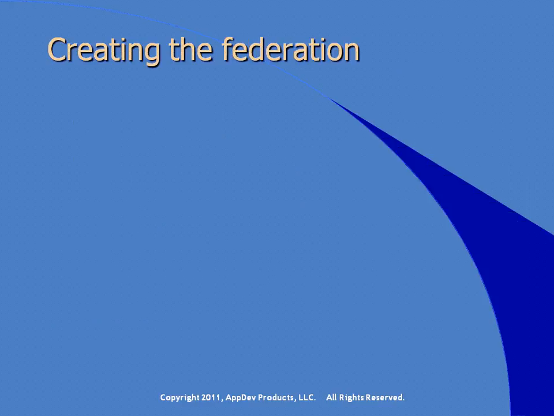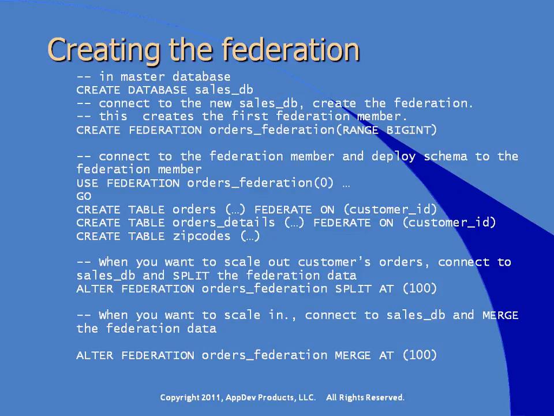So let's take a look at an example on how this would work. First, you create your database using the create database statement, and the next step is to create your federation. So in this case, you're saying create federation, orders federation, and then you specify the type that you're going to federate on. In this case, it's a big int range.